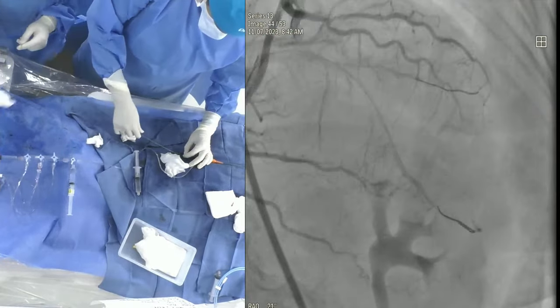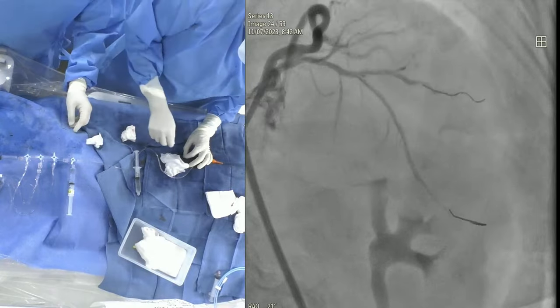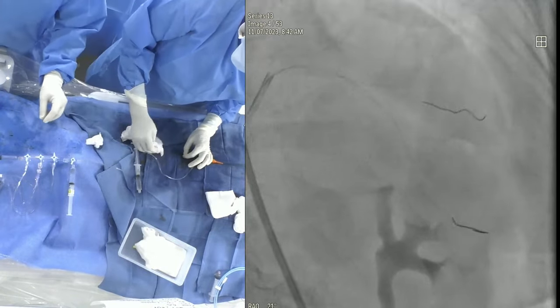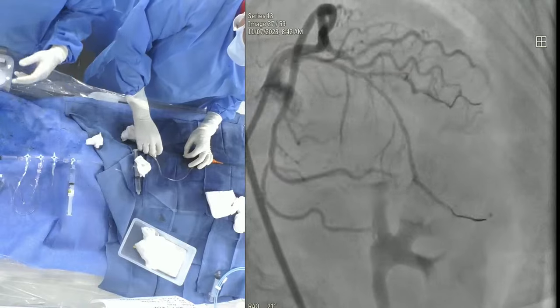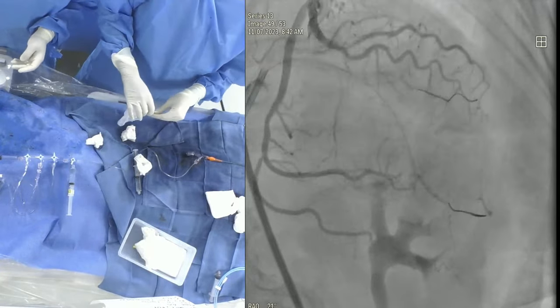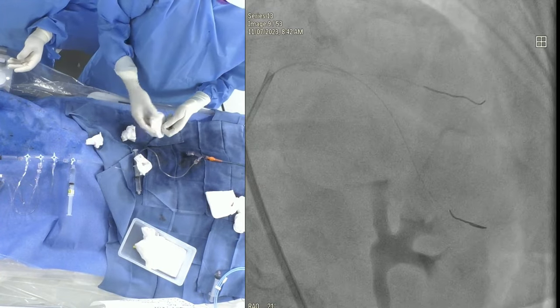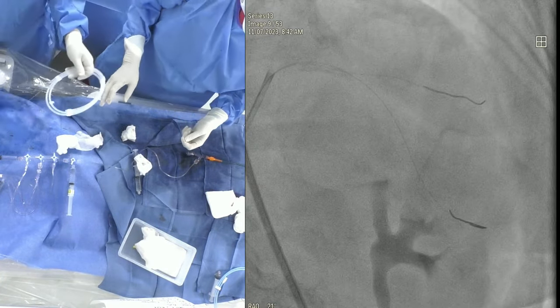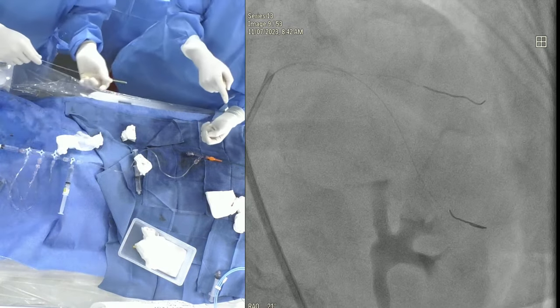So our plan was the mini crush only. We aborted rotational atherectomy because of no angiographic calcium, and that's what we decided based on that. 2.25. Yeah. We start at the level of the septal. Yeah, that's fine.